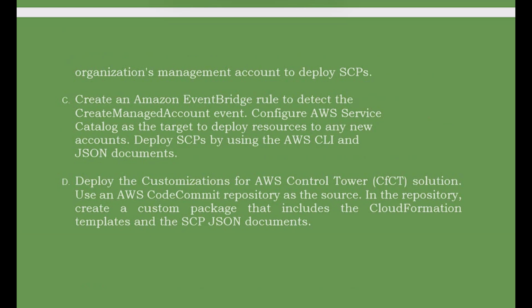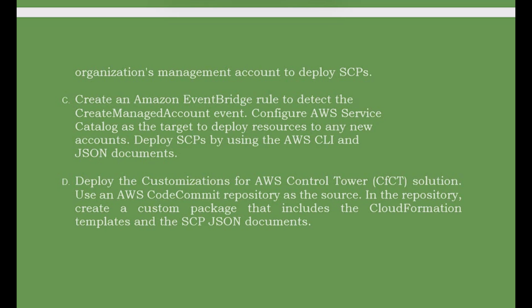Option C. Create an Amazon EventBridge rule to detect the CreateManagedAccount event. Configure AWS Service Catalog as the target to deploy resources to any new accounts. Deploy SCPs by using the AWS CLI and JSON documents.